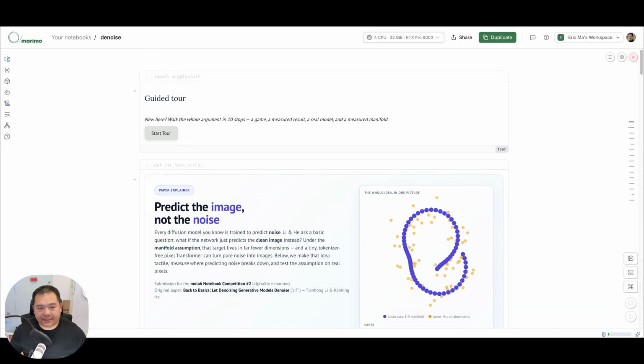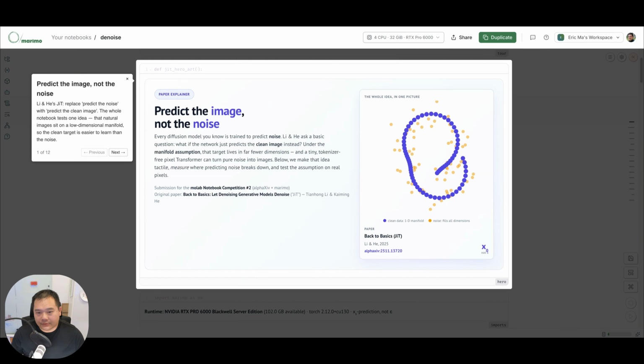Basics, or JIT. Now, every diffusion model is trained to predict noise. JIT says, however, predict the clean image instead. That ought to be harder, but it's actually easier for a surprising reason, which is what this notebook is about. And along the way, I try to test something that the paper doesn't.